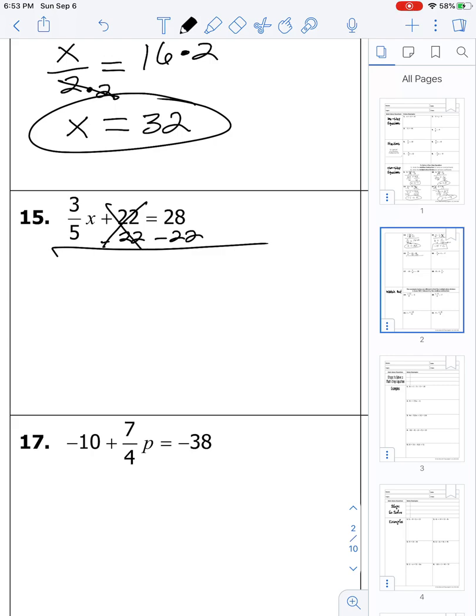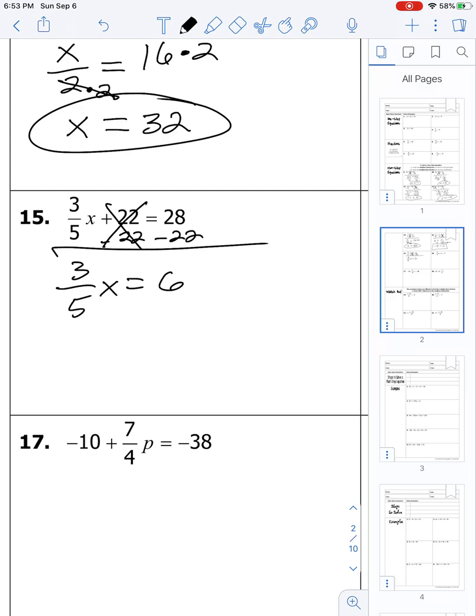Meaning this cancels out on this side, and we've got 3 over 5x equals 6, because 28 minus 22 is 6. Now, I'm actually going to write this a little bit better, that way it makes a little bit more sense. There we go. So again, you have a fraction.